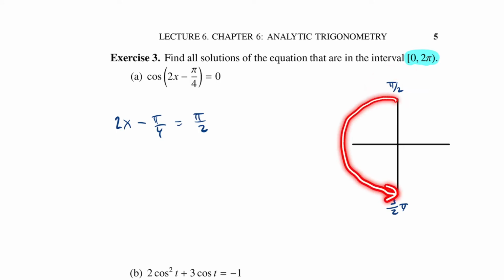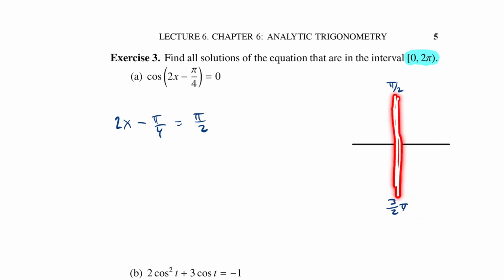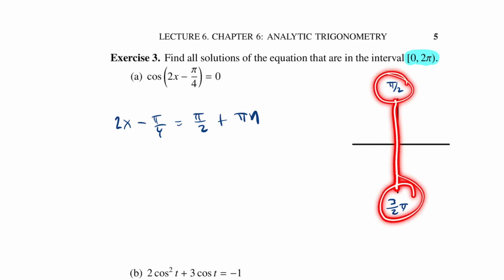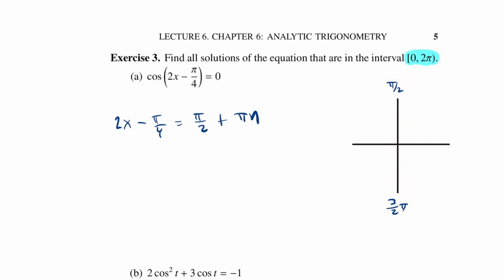So instead of adding 2 pi n like we usually do, when the angles are directly across from each other, you can add pi n to get to the second set of solutions. So plus pi n instead of 2 pi n. But that only works when the two angles are directly across from each other. All right, so now what we need to do is solve for x, and then we will be done. Well, not quite, but we'll get to that step next.